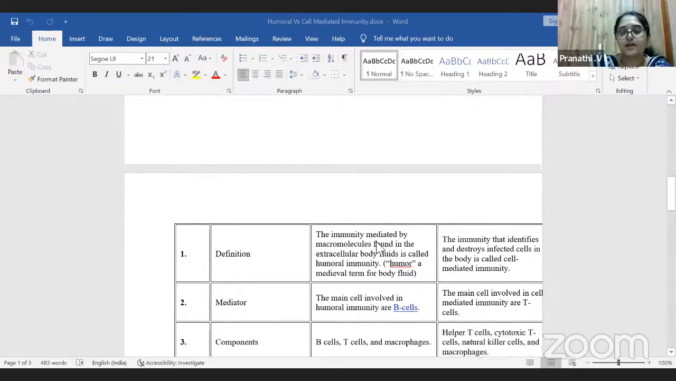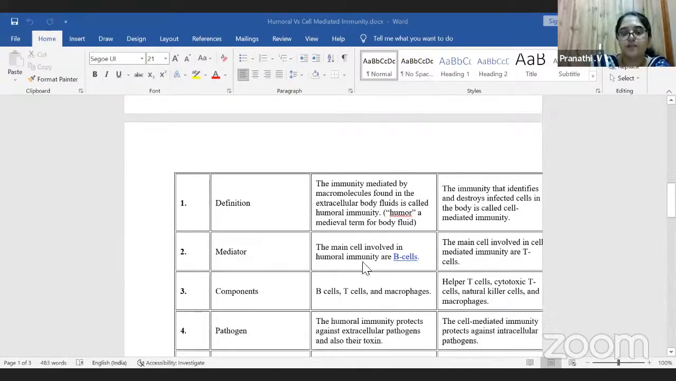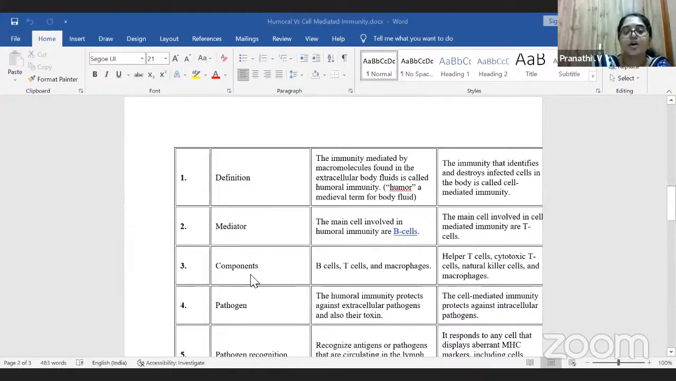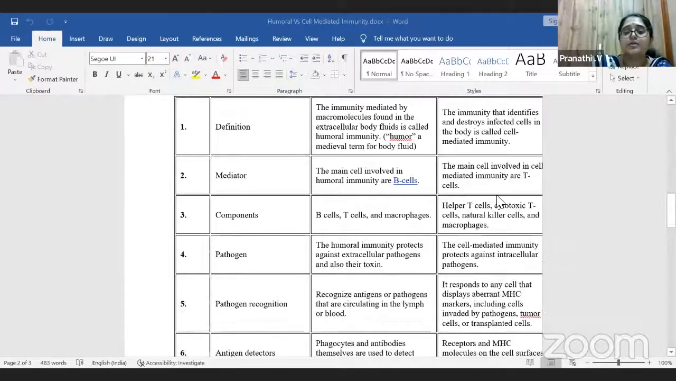You can just go through it. Again, the definition and the different kinds of mediators involved are there, along with the components involved in humoral and cell-mediated immunity. In humoral, it is B cells, T cells, and macrophages. In cell-mediated immunity, it is helper T cells, cytotoxic T cells, NK cells, and macrophages.